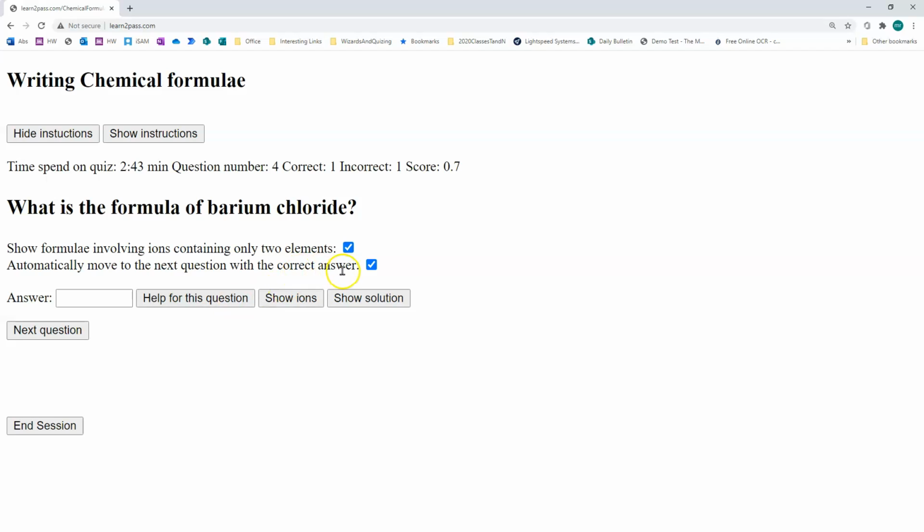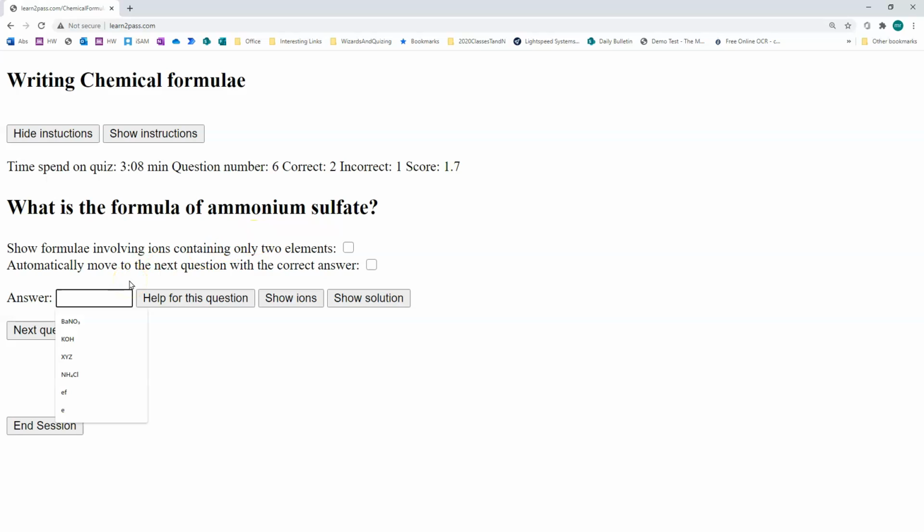Now, if you are feeling very certain of yourself, or you would like to not have it automatically move on, you can untick automatically move to the next question. So you could put the formula for potassium hydroxide in, and it won't do anything until you push the enter key. If you've got it right, it moves to the next question. If you get it wrong, the only thing you'll notice is it will say incorrect.